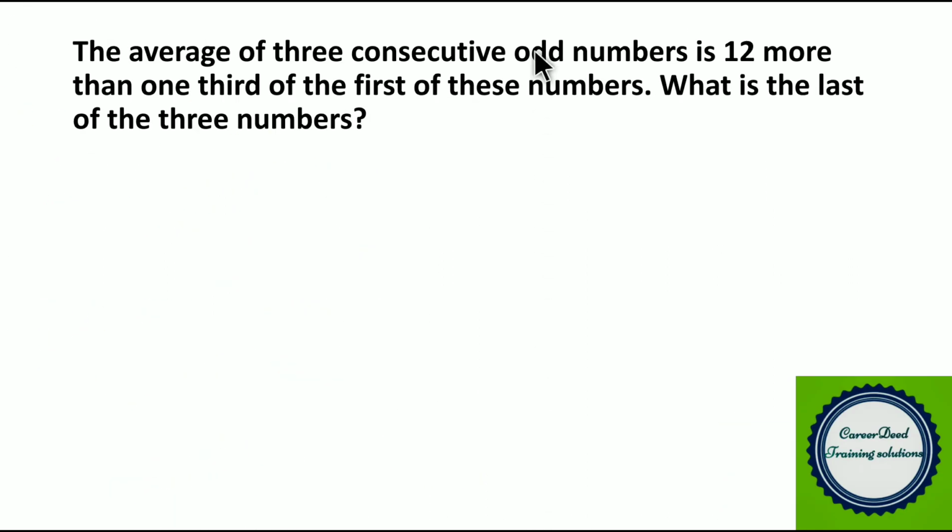The average of 3 consecutive odd numbers is 12 more than 1/3 of the first of these numbers. What is the last of the 3 numbers? So you have 3 consecutive odd numbers and its average is equivalent to 12 more than 1/3 of the first of these 3 numbers.